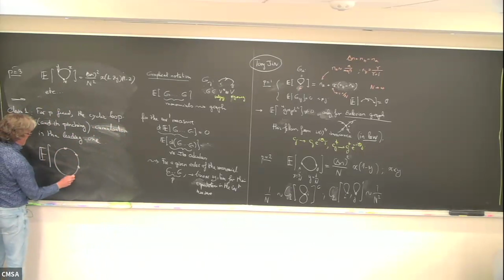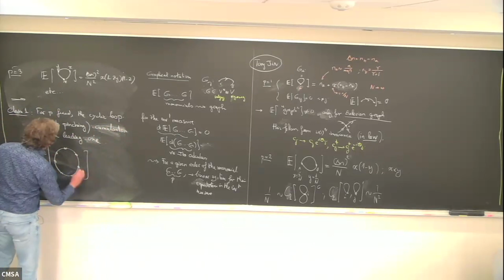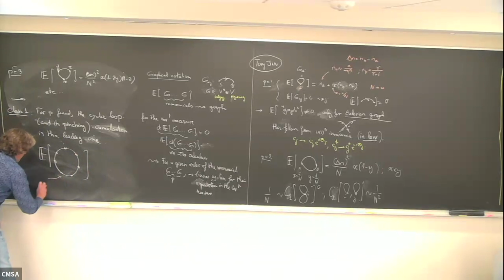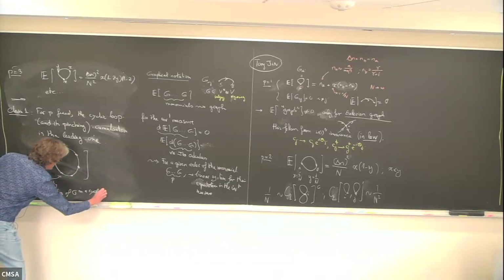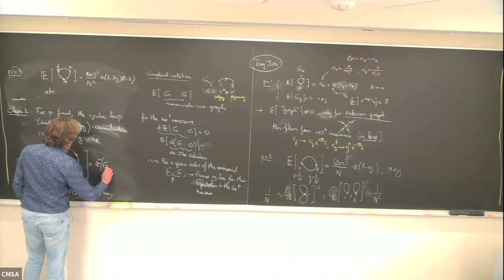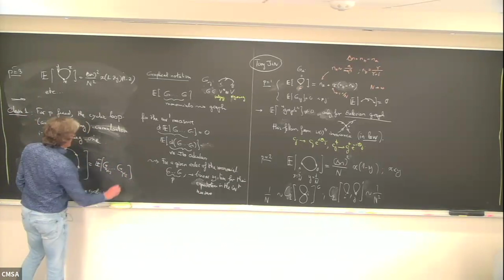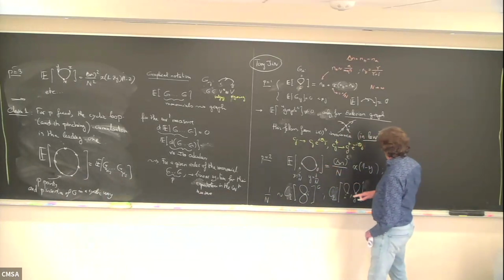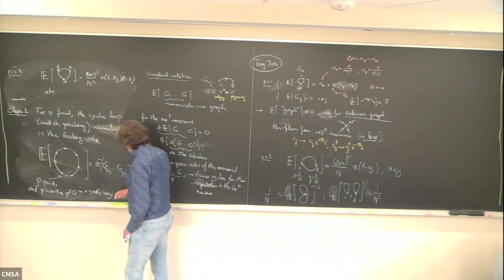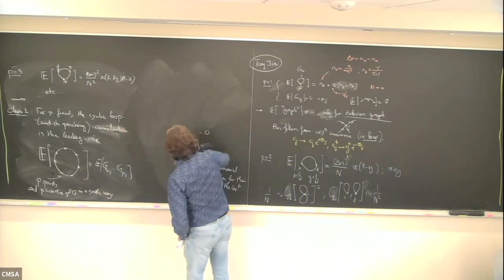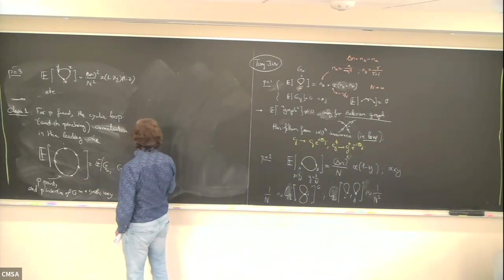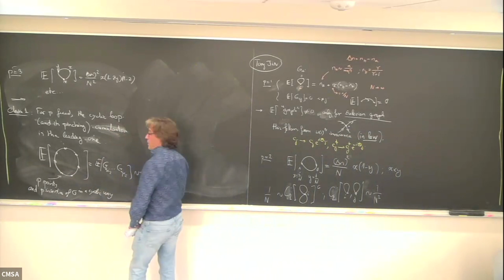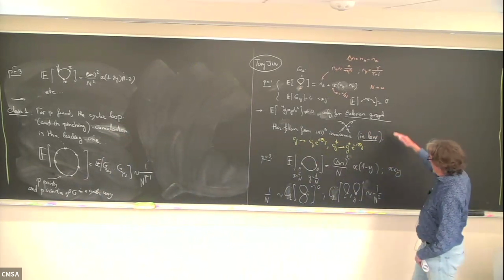Which means that the one which matters is this one, where you have P points and P insertions of J in a cyclic way. So this is E of G_{I1 I2} up to G_{IP I1}, and that's the leading one, assuming that the indices are not all distinct. It scales like 1 over n to the p minus 1. So that's what you can observe in the example I gave you.